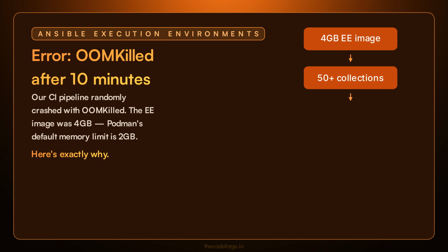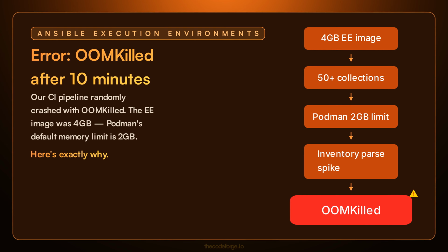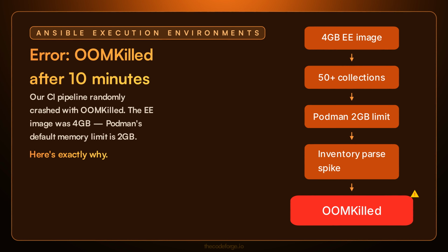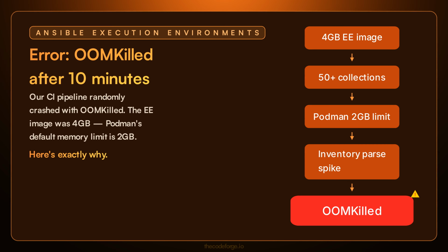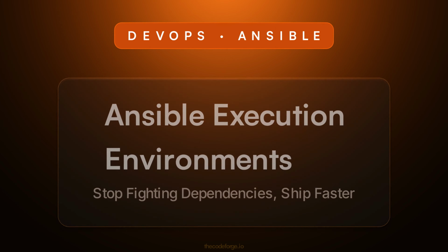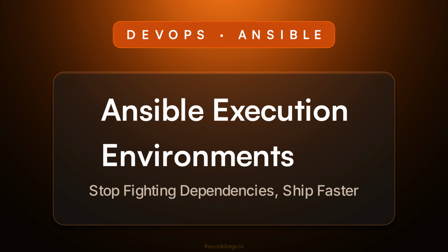Our CI pipeline kept dying with OOMKilled after 10 minutes. Turns out our Ansible execution environment was a 4 GB monster, and Podman's default memory limit is only 2 GB. Let's break down Ansible execution environments, how it works, and the exact mistake behind that failure.